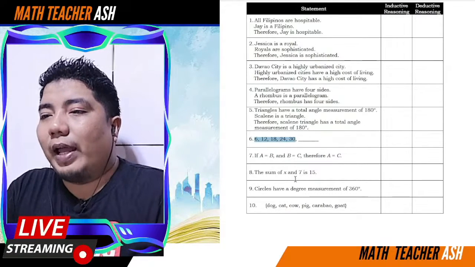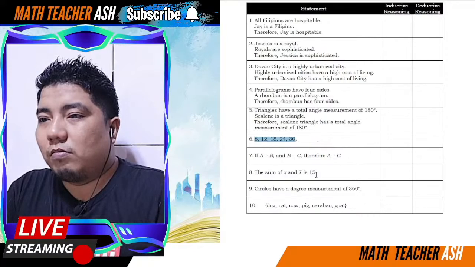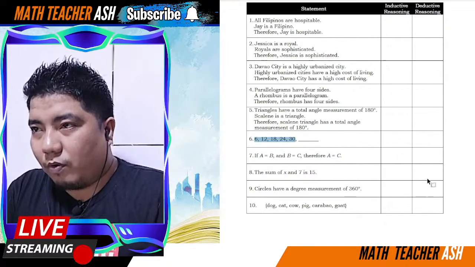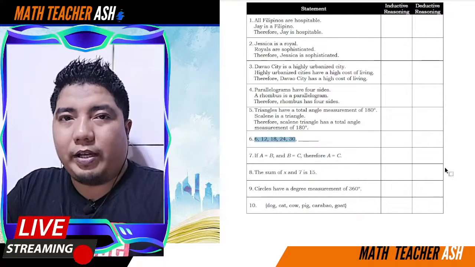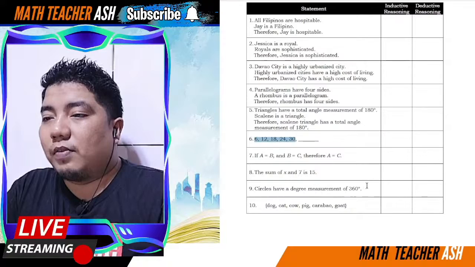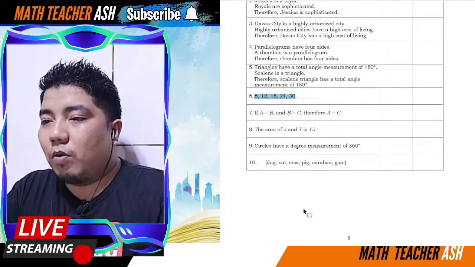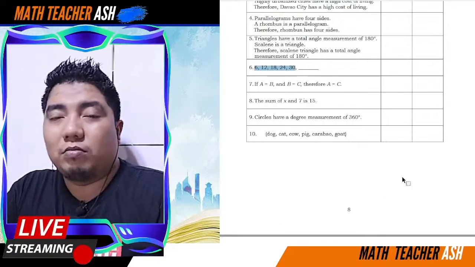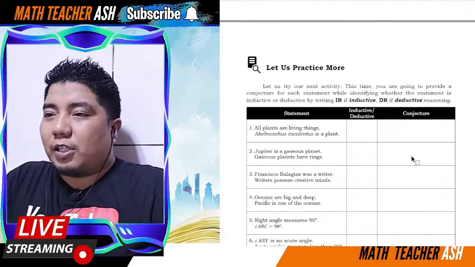So, the sum of X and 7 is 15. So, of course, that is a deductive rule. Pwede mo siyang isolve through specified rules. Circles have a degree measurement of 360. Okay, deductive din yan. Dog, cat, cow, pig, carabao, goat. Yun lang. So that is inductive reasoning. Okay, let us practice more.